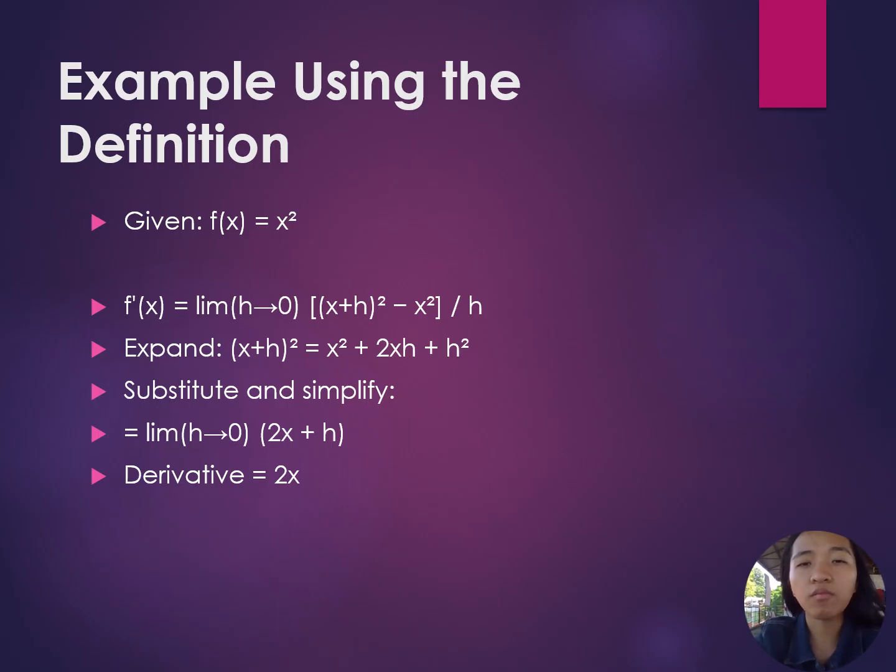Then, we subtract x squared, which leaves 2xh plus h squared. Next, we factor out h and simplify. Finally, as h approaches 0, the derivative becomes 2x. So, the derivative of x squared is 2x.